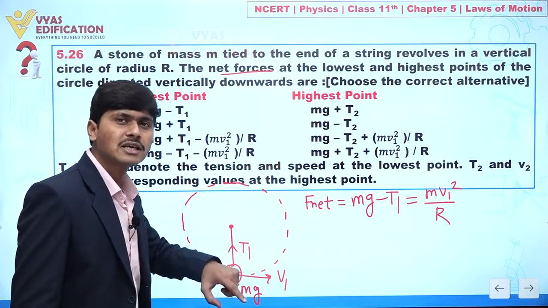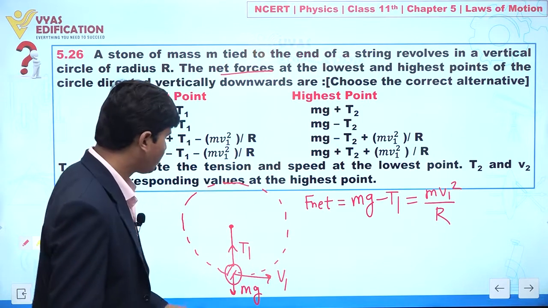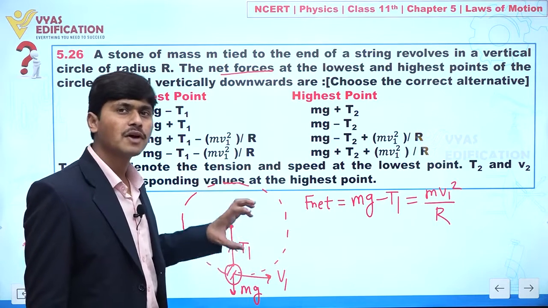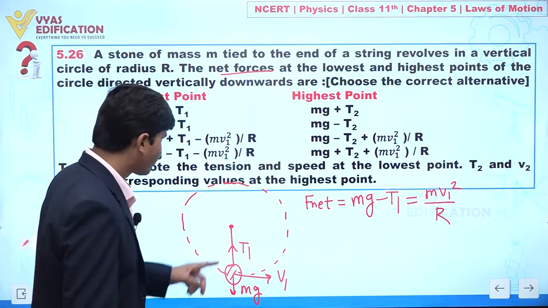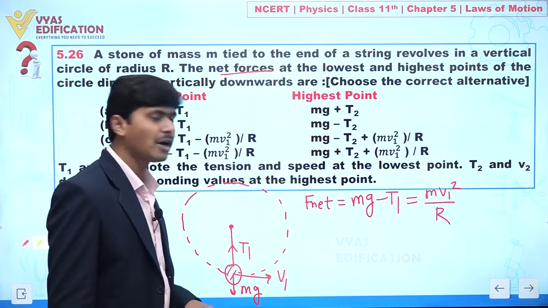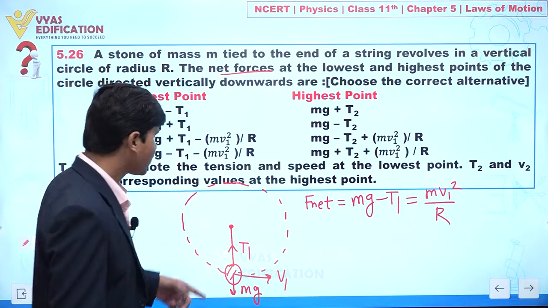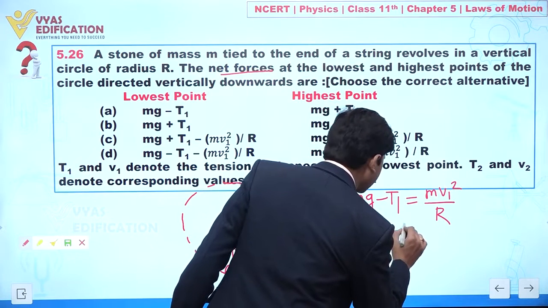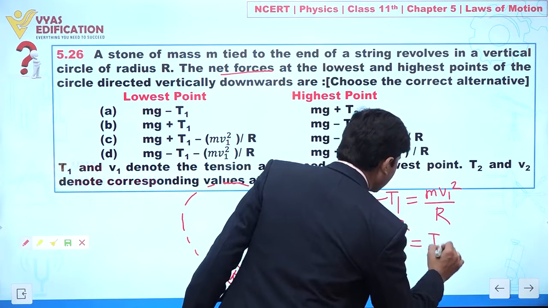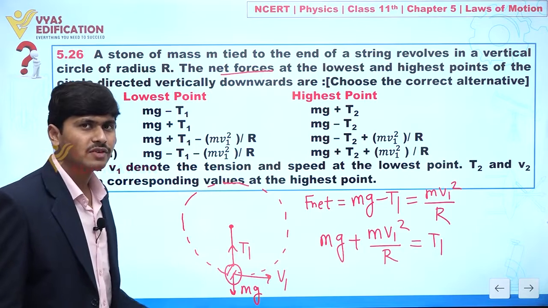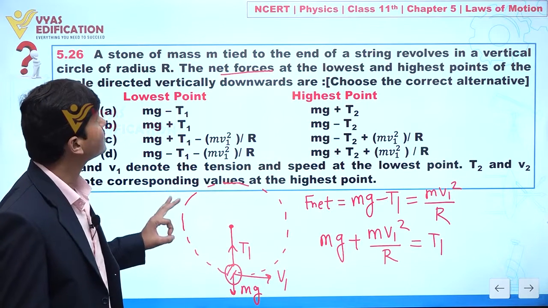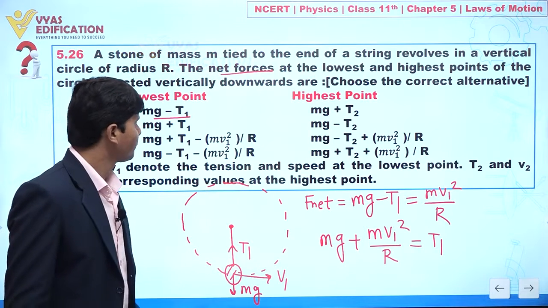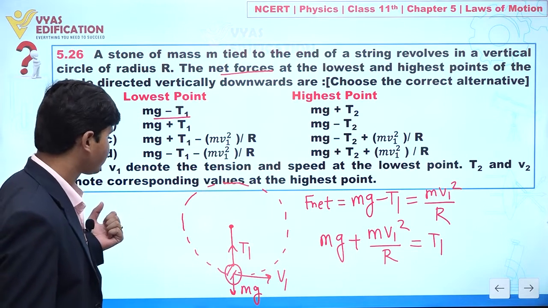Or if you see from a non-inertial frame, let's suppose you are observing from the stone's perspective, or from the reference of the stone, you can see the centrifugal force will always act in an outward direction. So you can also write it like this: mg plus mv1 square by r should be equal to T1. But our objective in this question is to calculate the net force. So the net force, I can say, is mg minus T1.